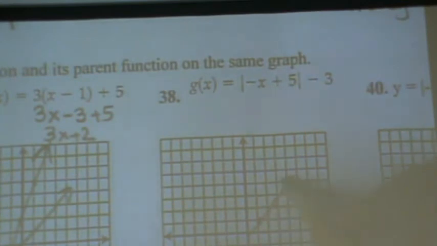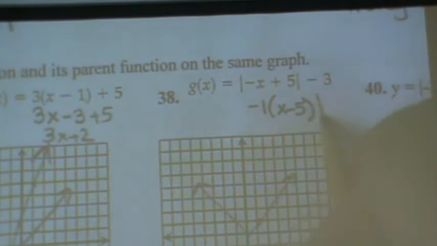The next one is the absolute value function, which this looks like this one right here. Now what you're going to want to do, because this is your A value, you'd want to pull out a -1, and it's shifted 5 units right.